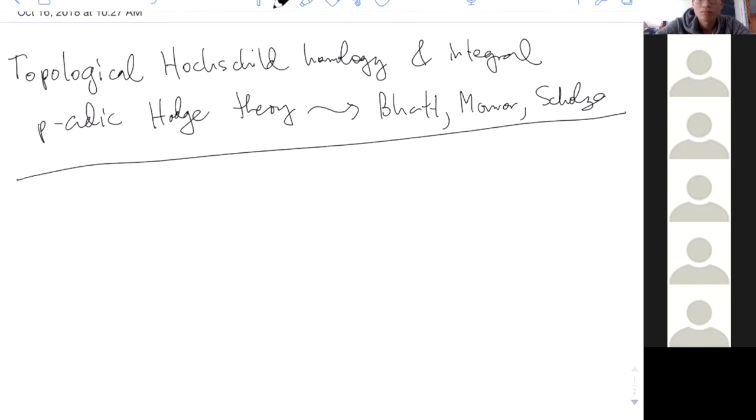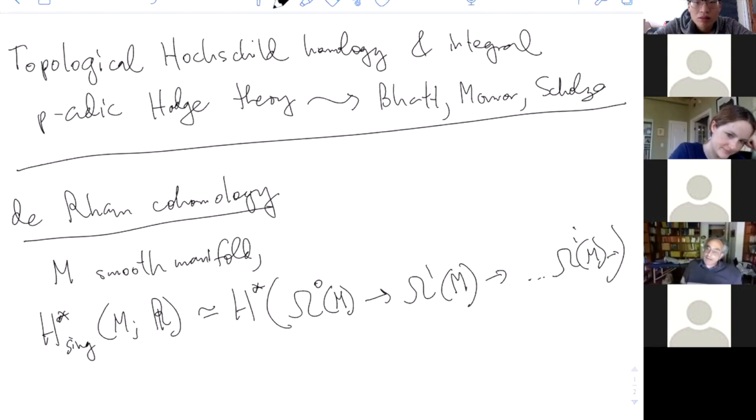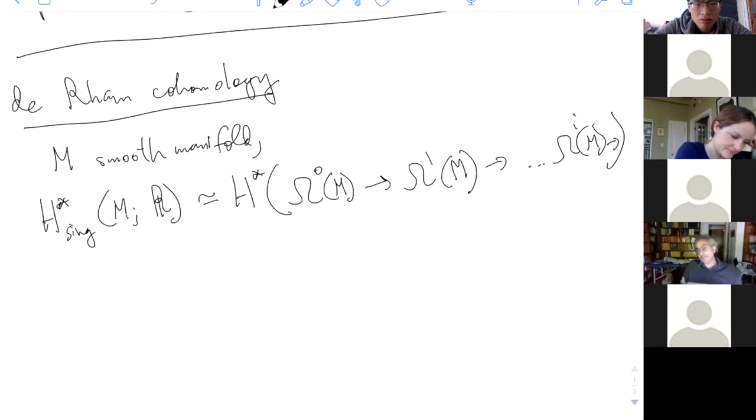Okay, so maybe let me get started by just saying some things about de Rham cohomology. If you have a smooth manifold, you can compute its singular cohomology as the cohomology of the de Rham complex. That's a cochain complex where in degree I you have the vector space of smooth I-forms, and the differential is the de Rham differential. So you can compute the singular cohomology with real coefficients using differential forms.